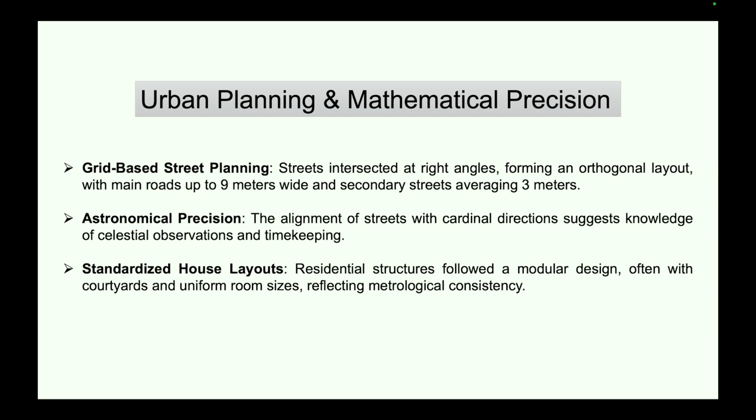Urban planning and mathematical precision. Grid-based street planning: streets intersected at right angles, forming an orthogonal layout with main roads up to 9 meters wide and secondary streets averaging 3 meters. Astronomical precision: the alignment of streets with cardinal directions suggests knowledge of celestial observation and timekeeping.